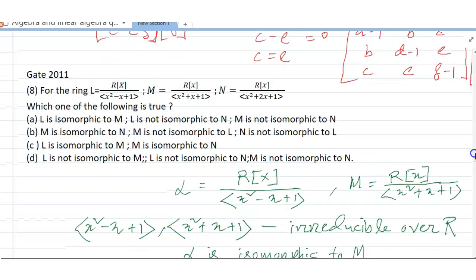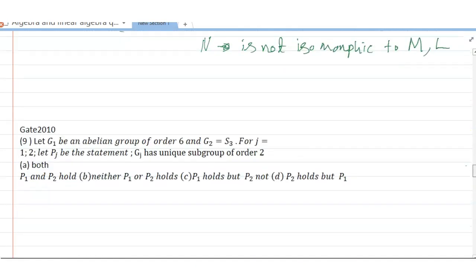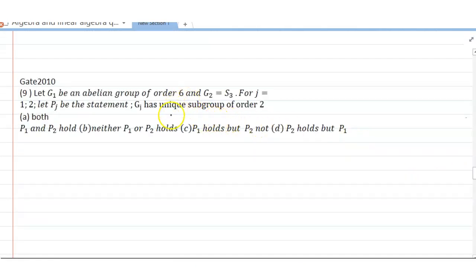So which option is correct? L is isomorphic to M. Correct. L is not isomorphic to N, and M is not isomorphic to N. So option A is correct, and M is isomorphic to N is not correct. Other options are not correct. Now I am going to solve another question.